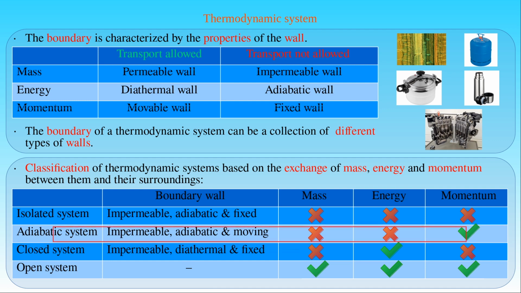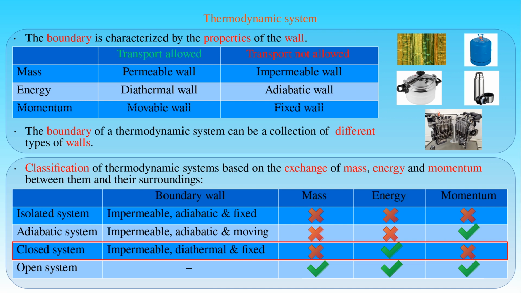The third type of thermodynamic system is the closed system, which is separated by an impermeable, diathermal, and fixed wall from its surroundings. An energy transfer in the form of heat exchange is possible between a closed system and its environment, but any transport of mass and momentum is prevented by the boundary. An obvious example of a closed system is the food or water enclosed in the pressure cooker. The metal wall of the cooker allows the transport of heat from the stove to inside the cooker without exchanging any mass or work.